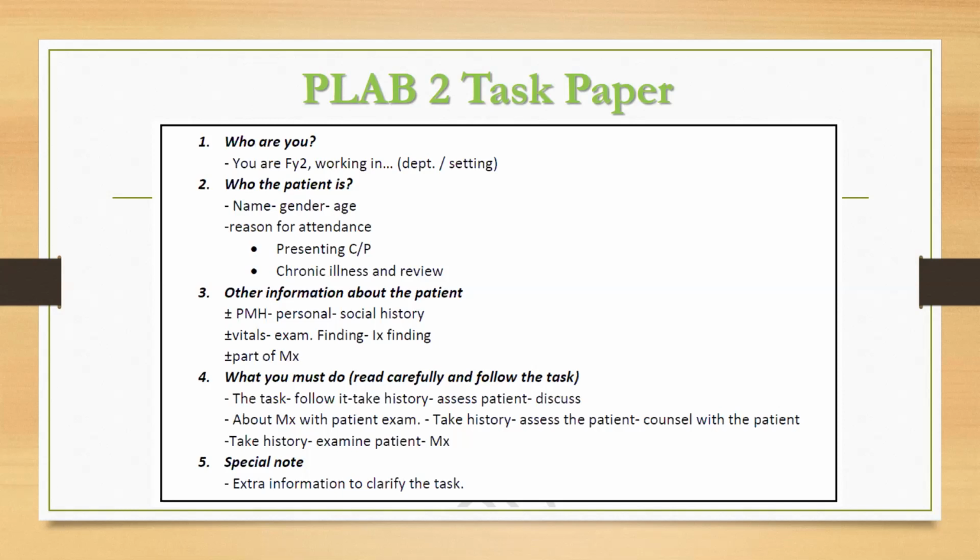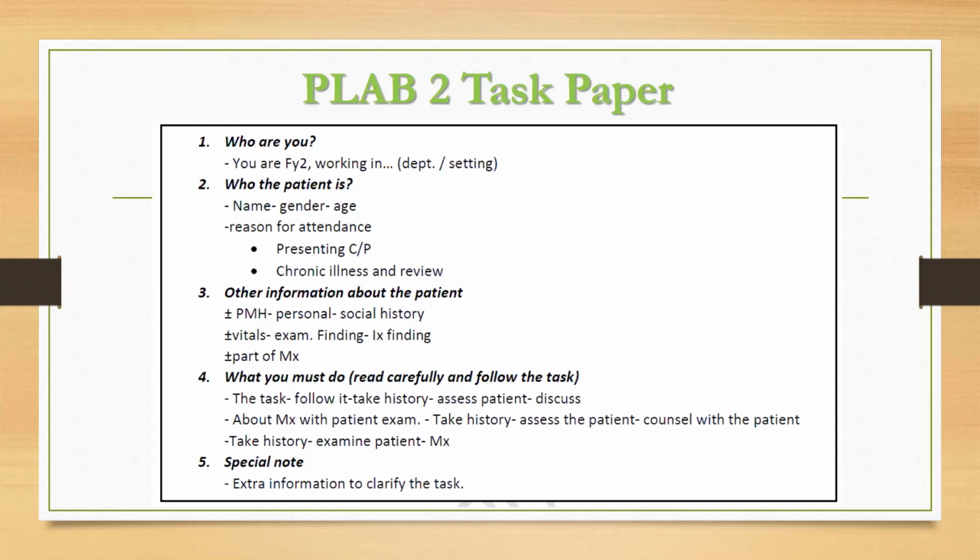So for example, when you have this task paper, it's also called the scenario. First of all, you have to know who you are, because knowing who you are will give you an idea where the station is and what's expected from you. Usually it will be a foundation year 2, and then they will mention you are working in this department, A&E department, medicine department, however. So first of all, you have to know who you are and where you are working. The second piece of information you will have is the patient details, his name and gender and age, and why he is here today, his presenting complaint or what his illness is. Sometimes they will mention if he has any chronic illness.